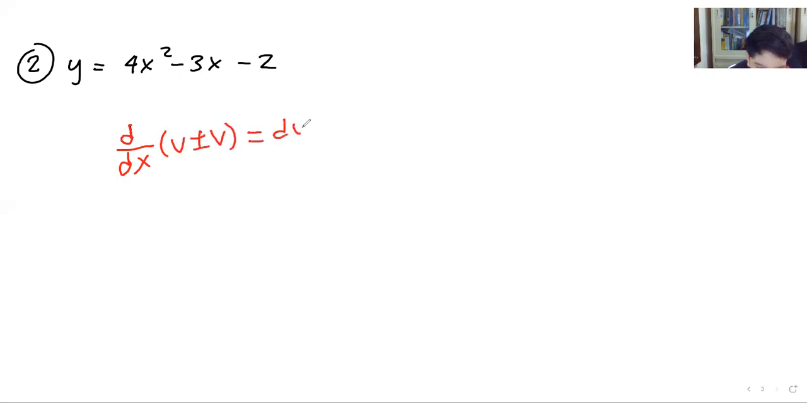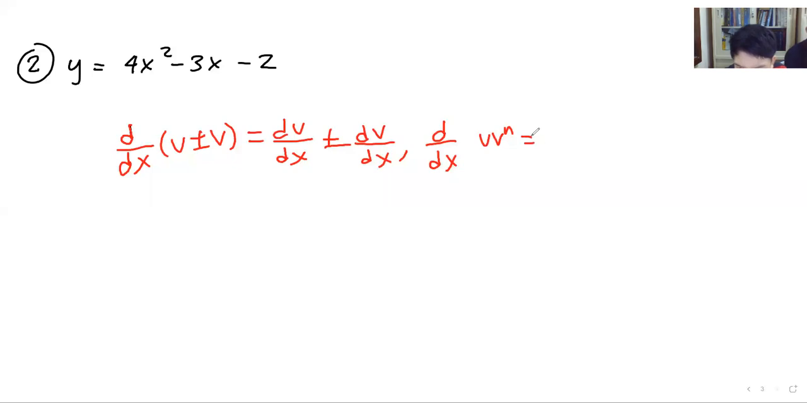I'll just rewrite them. We also have the power formula, of course. And finally, for the constant term, the derivative of a constant c with respect to x, c is for constant, equals always 0.